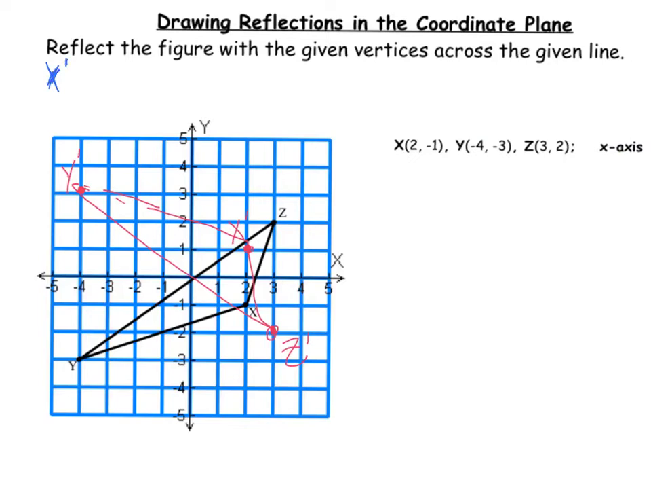And it would be at what? I'm going to show you here, right? It's going to be at 2, 1, right? 2 to the right, up 1. So our new point would be 2, 1.